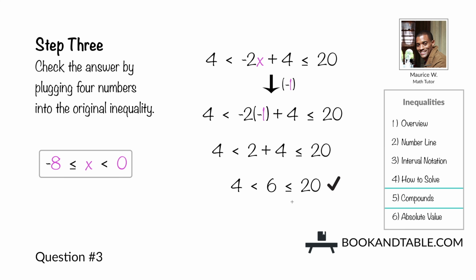And now if we plug in 0 for x, that should leave us with a false statement. Since x cannot equal 0, it must be less than 0. Negative 2 times 0 is 0. 0 plus 4 is 4, leaving us with the false statement, 4 is less than 4. That proves that the right side of this inequality is true, showing that the correct answer to question number 3 is negative 8 is less than or equal to x, which is less than 0.